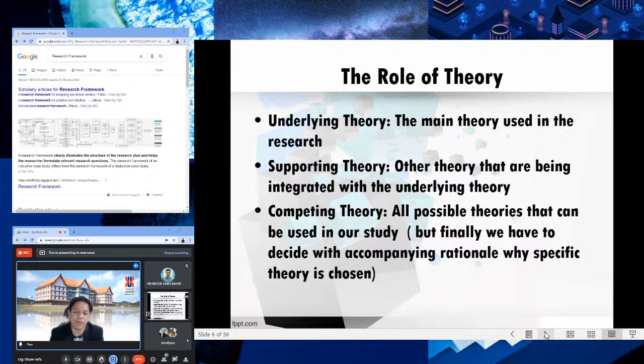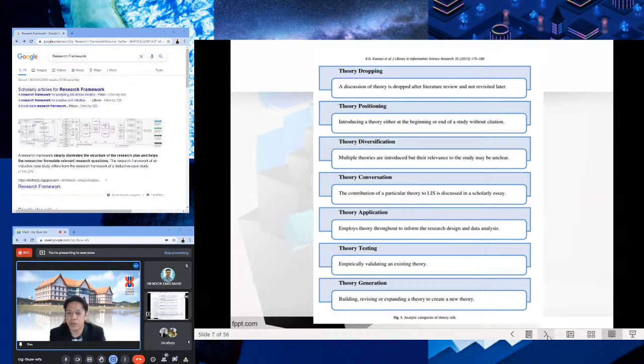The theory is a possible theory that can be used in our study, but you have to have some rationale. You have to justify why the theory that you choose in your study, in your research, is suitable and related to your research, and what your research direction is. So this is an example or category, the nature of how we use the theories.